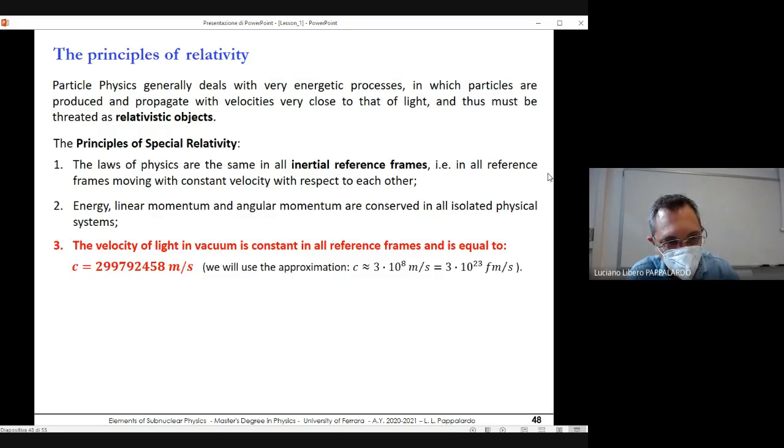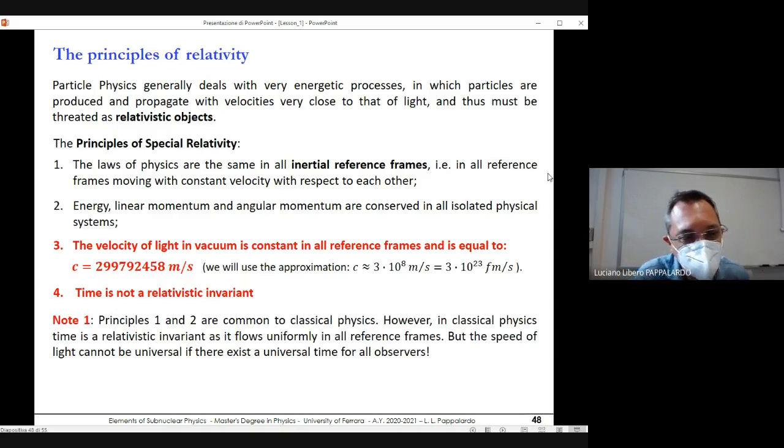Now the new things arrive. The velocity of light in vacuum is a constant in all reference frames, and it is equal to the value you see here, although we will use for exercises the approximation of c equal to 3 × 10^8 meters per second, or 3 × 10^23 Fermi per second. So whatever reference frame you use or observe from, you will always get this value of the speed of light in a vacuum. And this is, of course, a revolution.